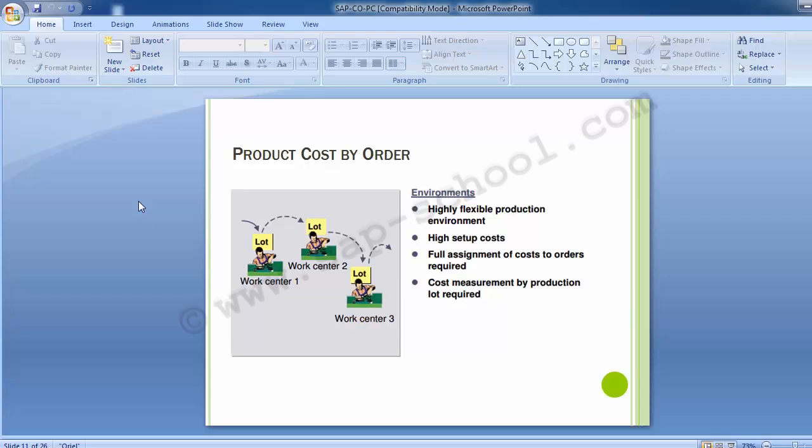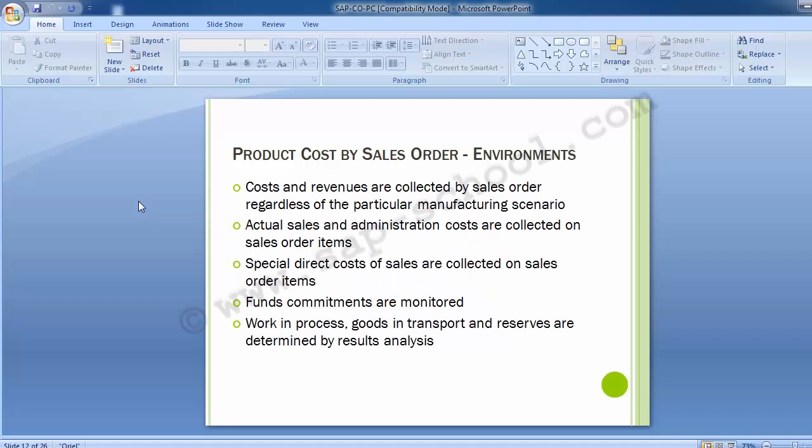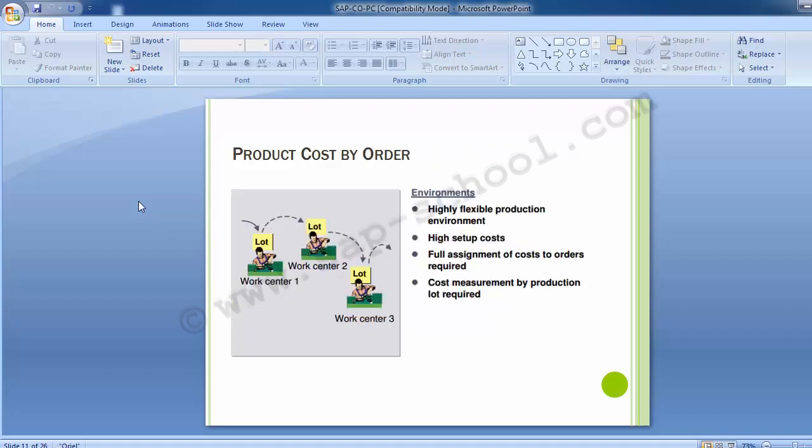In this case, that is product cost by order, cost is analyzed at the level of manufacturing orders, that is, how many orders they have received for manufacturing. Product cost by order is used with make to stock production and sales order related production. In sales order related production, that is the next part, product cost by sales order, you can use the product cost by order component in a mass production environment on the basis of sales order and as a supplement to product cost by sales order.